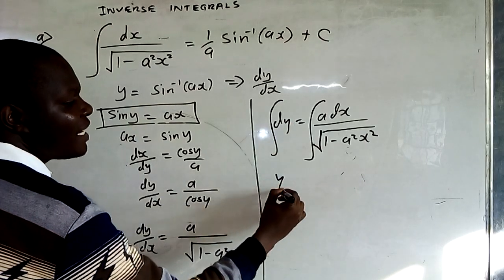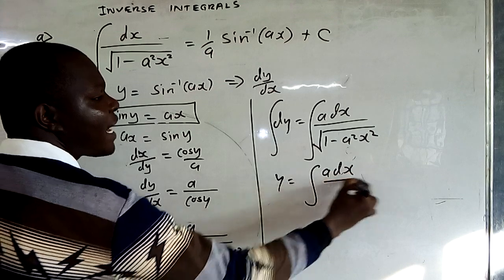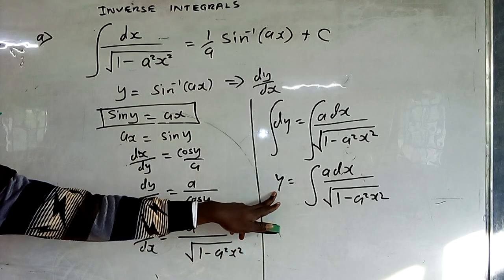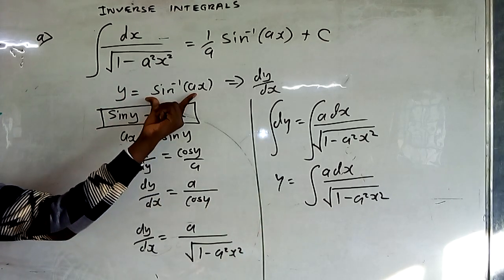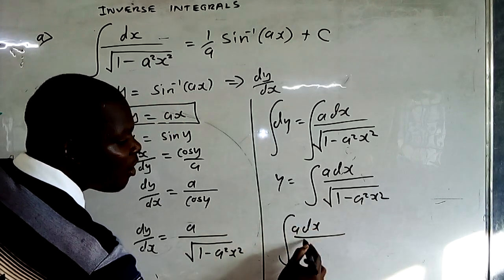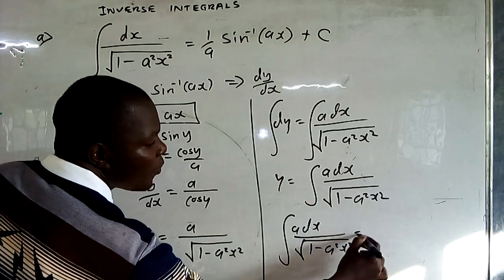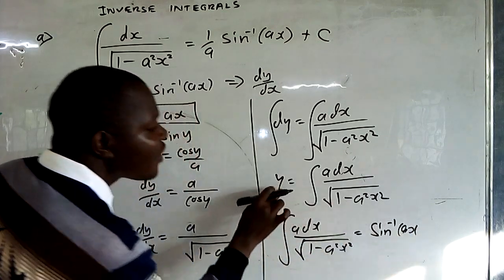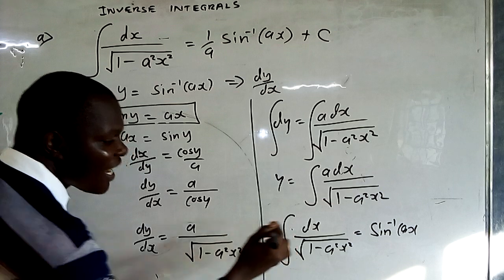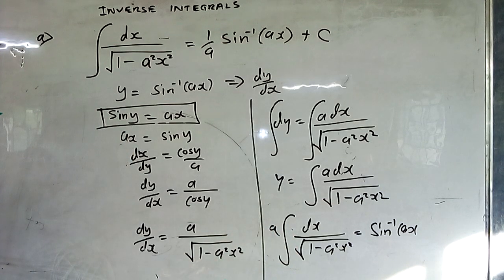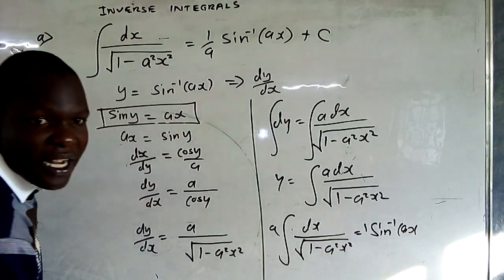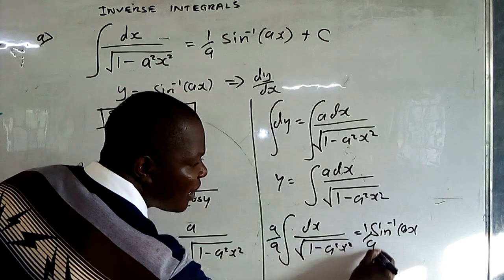So here you remain with y equal to the integral of a dx over the square root of 1 minus a squared x squared. But what is y? Y is sine inverse of ax, meaning if you integrate a dx over the square root of 1 minus a squared x squared, you get sine inverse of ax. But now you see, a is a constant, can be factorized outside the integral. Are we together? So if you divide both sides of the equation by a, what do you get?